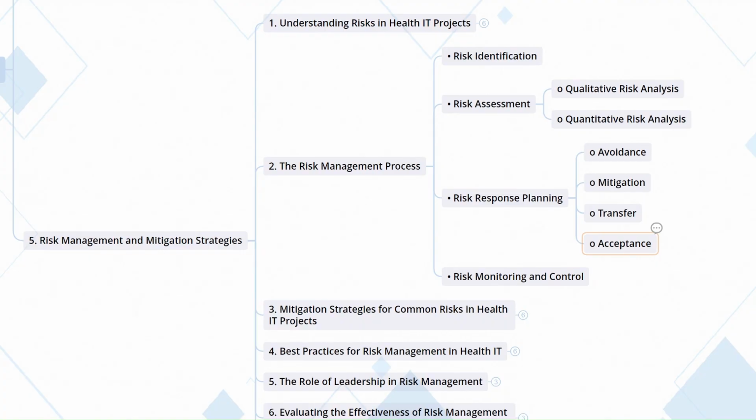Next, acceptance. Acknowledging the risks and deciding to proceed, often with contingency plans in place to address it if it occurs. Next, risk monitoring and control. This ongoing step involves tracking identified risks, monitoring residual risks, and reassessing risks throughout the project lifecycle. Regularly updating the risk register and revisiting mitigation plans ensures that the project remains proactive in addressing potential issues.